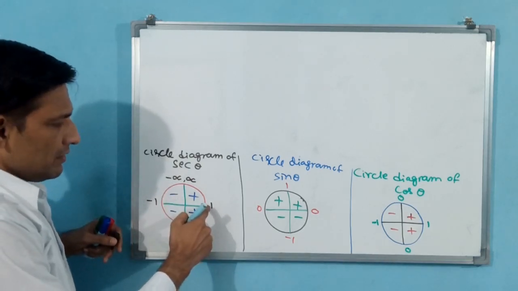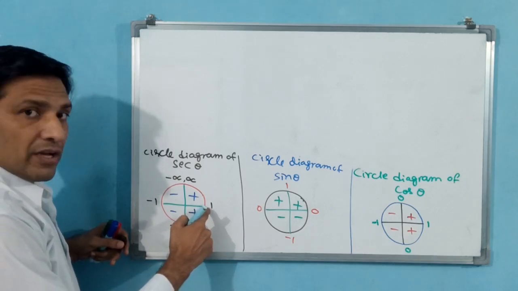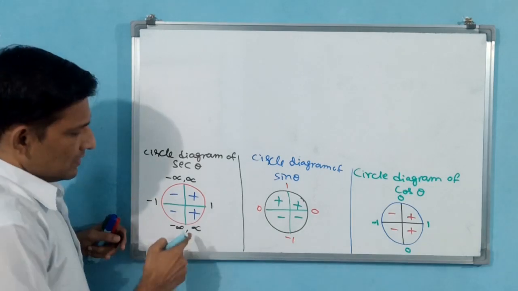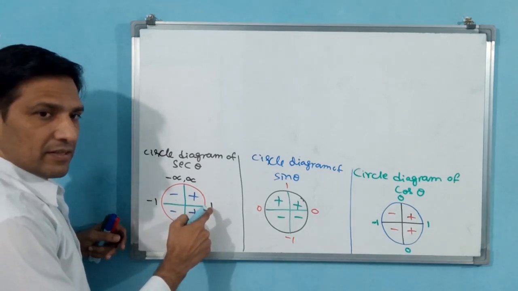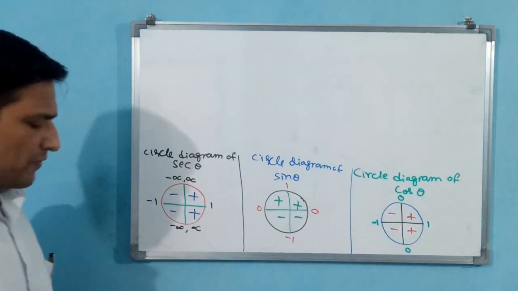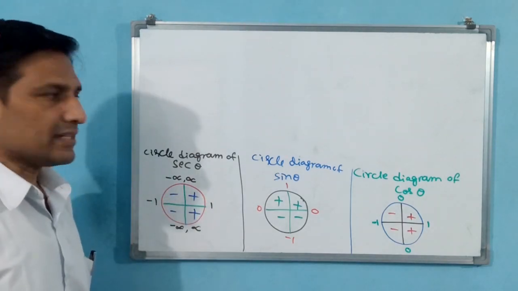But here also continuity is there, but up to 1 only. You see here 0 does not come. Infinity to 1, it has not gone to 0. Here 0 will not come. You see, 0 will not come. That is the specialty of secant theta, sec theta.